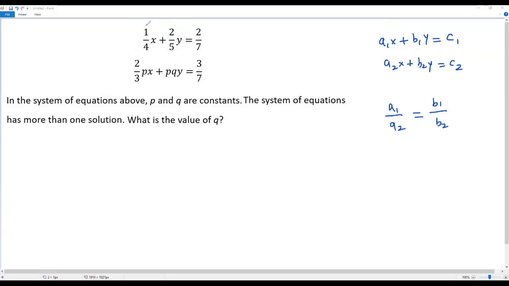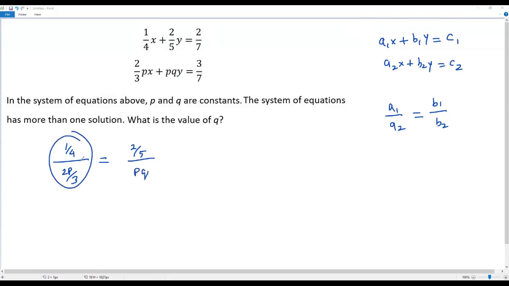Okay, first let me write the ratio between the coefficients of x. Then I am getting 1/4 divided by 2 over 3 times p, which can be written as 2p over 3. So this is the ratio between the coefficients of x. Now on the right side, I am going to write the ratio between the coefficients of y, that is 2/5 over, and here the coefficient of y is p cube. Okay, now in this equation I have to solve for p.